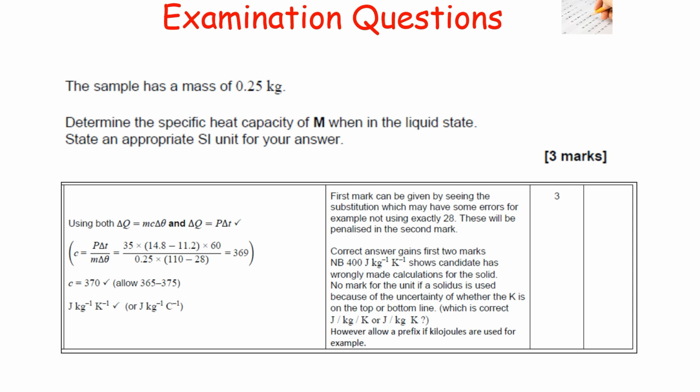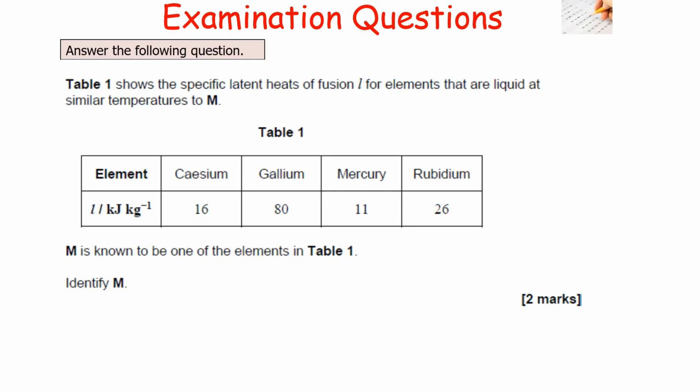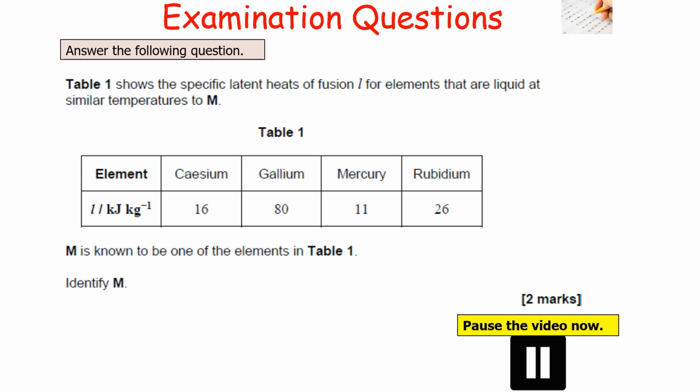The next question says Table 1 shows the specific latent heats of fusion L for elements that are liquid at similar temperatures to M. M is known to be one of the elements in Table 1. Identify M. Remember again, what do we know? We've got our graph from before, so look back at it to help work these things through. Pause the video now and then unpause the video when you want to go through your answer.